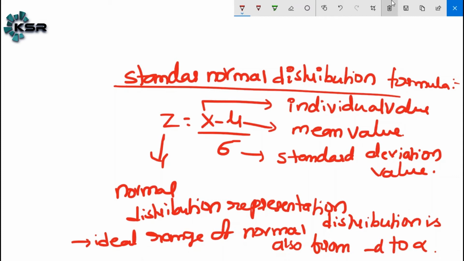Okay. Now let's do one formula. Let's do one lab session. How do we do this one? And then after we will discuss the further points about the normal distribution. We did not complete it. We have a lot of things we need to cover.